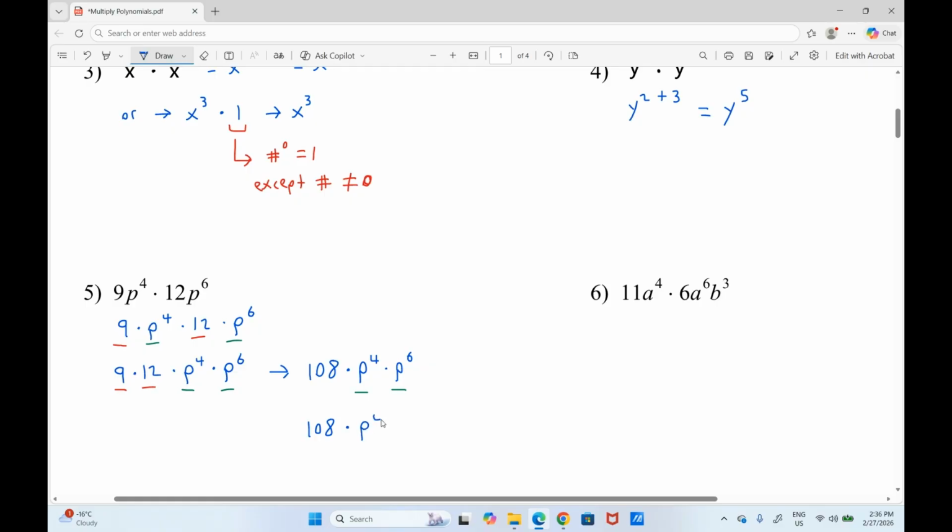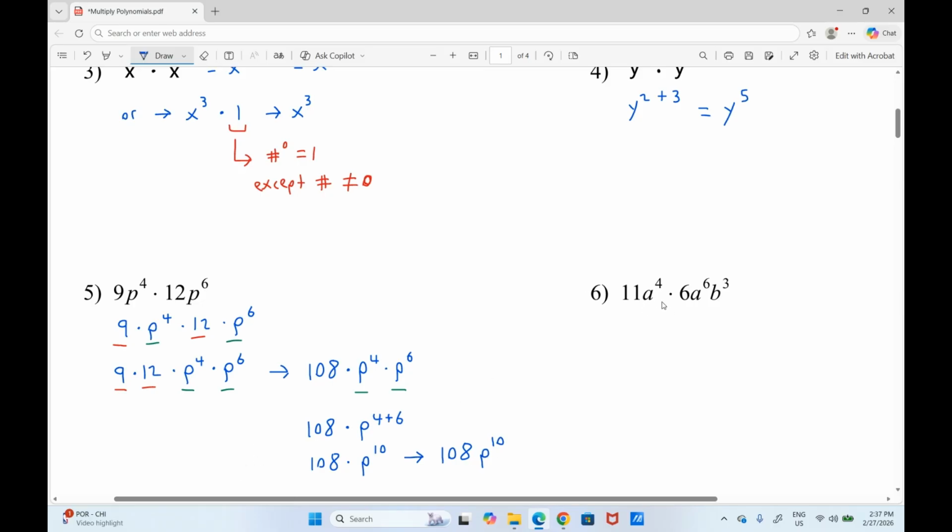So this would be p to the exponent of 4 plus 6. So this would be 108 times p to the exponent of 10. And because this is multiplying and these are algebraic expressions, I don't need to write this dot anymore. So I can just simplify my final answer as 108 p to the exponent of 10. And that's how I would leave my final answer.